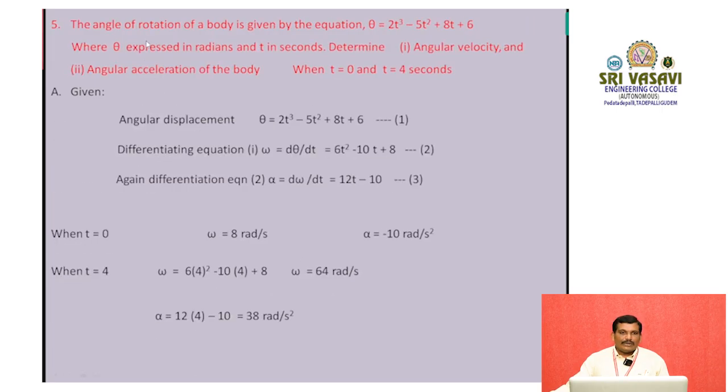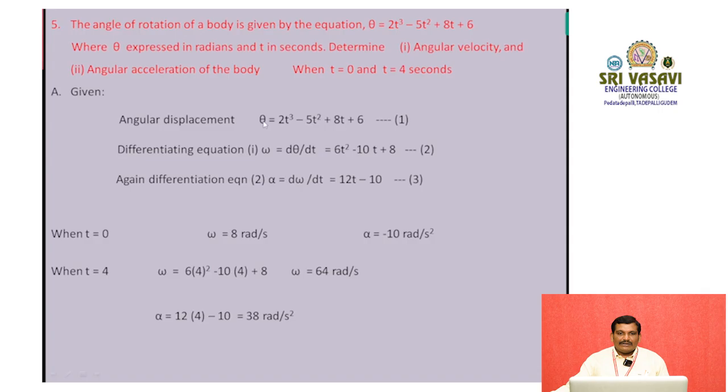And see one more problem. The angle of rotation of a body is given by the equation theta is equal to 2t cube minus 5t square plus 8t plus 6, where theta is expressed in radians and t in seconds. Determine the angular velocity and angular acceleration of the body when t is equal to 0 and t is equal to 4 seconds. So here the angular displacement theta is equal to 2t cube minus 5t square plus 8t plus 6.